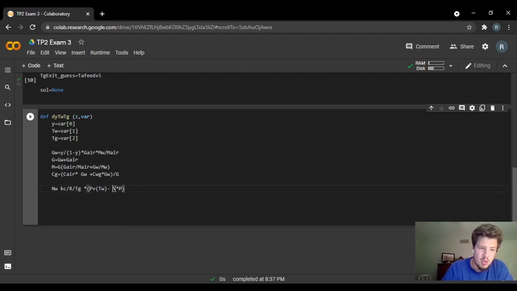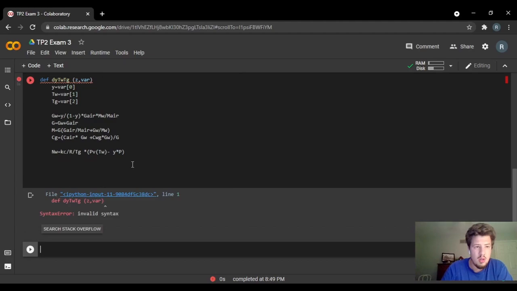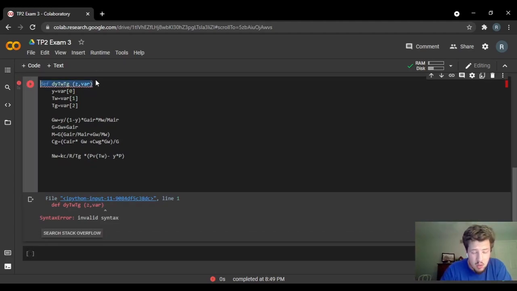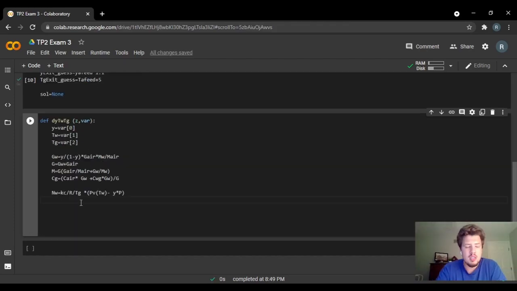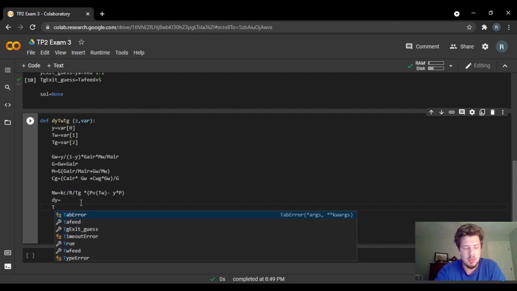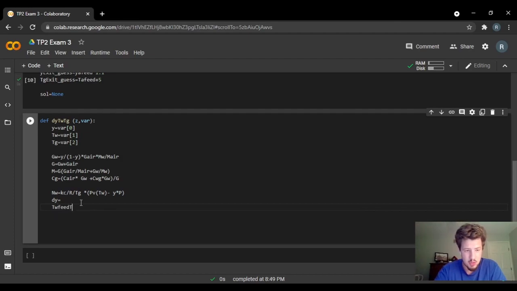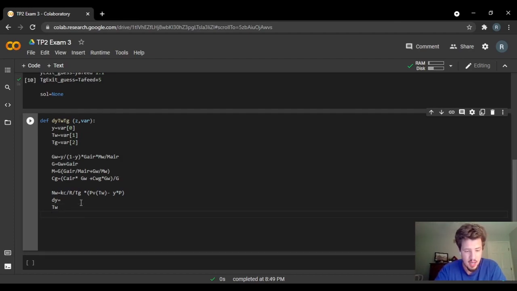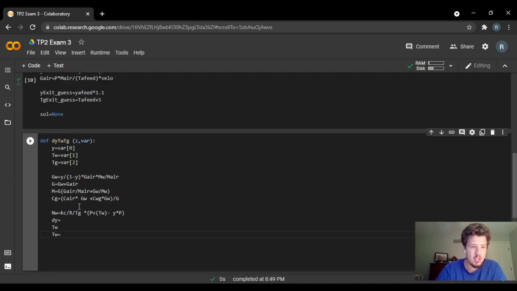And that's not a capital Y. Now, we don't need to continuously haul around our molar flux. Oops, I don't have a colon. Cool. Next thing we need to do is define our three differential equations. That was the change in the mole fraction of water, and then the change in temperature of the water, and the change in temperature of the gas with respect to position.